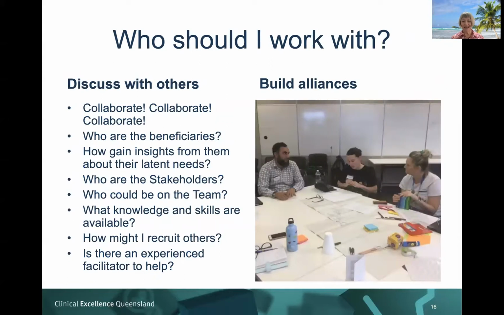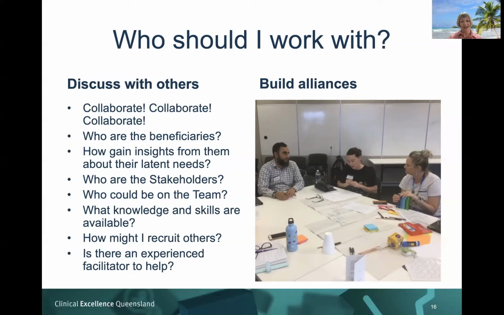Who should you work with? Well, remember, collaborate, collaborate, collaborate. Be clear who the beneficiaries are, and even thinking back to that MRI machine, the beneficiaries were certainly the users and their families, but the beneficiaries are also the clinical staff and the whole organisation.